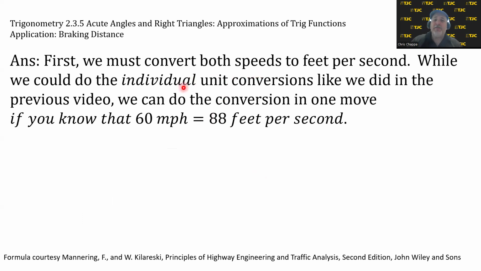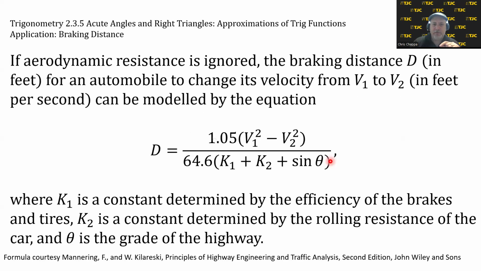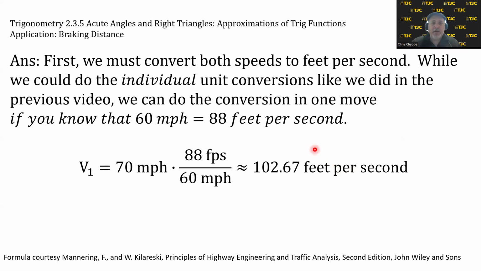Now, we could do the individual unit conversions like we did in the previous video. But remember when I said memorizing 60 miles per hour equals 88 feet per second is handy? Here's a case where it's handy. We can just take the first velocity of 70 miles per hour and multiply it by this ratio: 88 feet per second, FPS, is equal to 60 miles per hour. The miles per hour would cancel, leave feet per second, and give us approximately 102.67 feet per second.